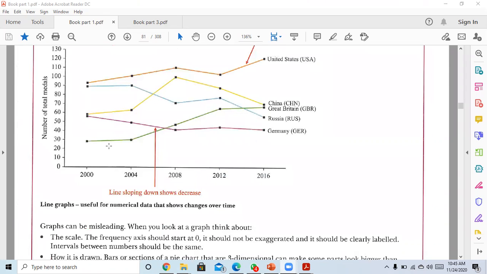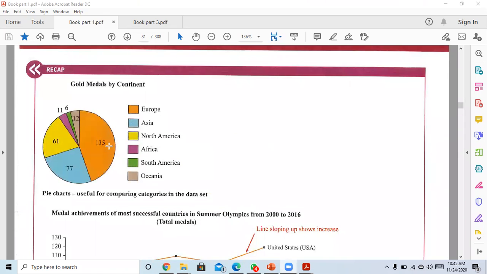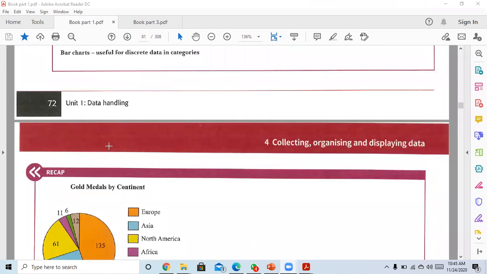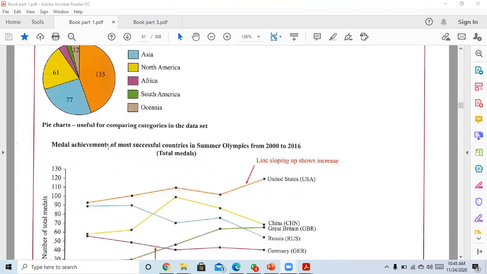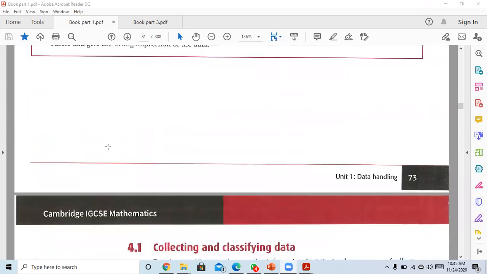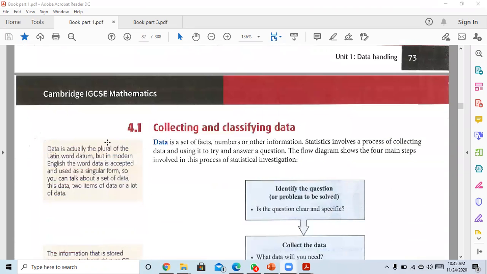There are different types of things, like bar graph, bar chart, and circular charts. There are many things that we will discuss. Let's come to the first topic of this chapter, that is collecting and classifying the data.